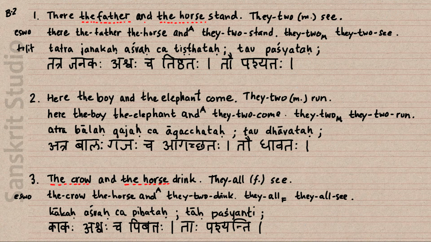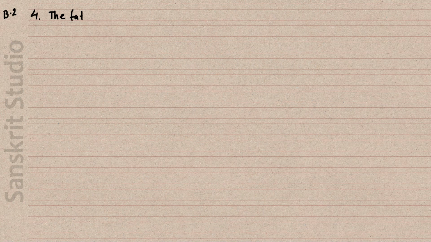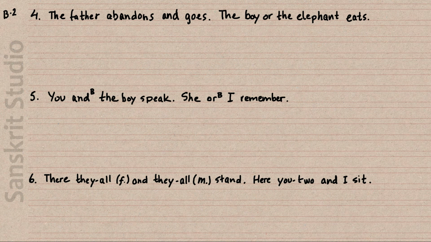Okay, let's move on to page 2 here. Number 4. The father abandons and goes, and the boy or the elephant eats. So the father, we're grouping him.